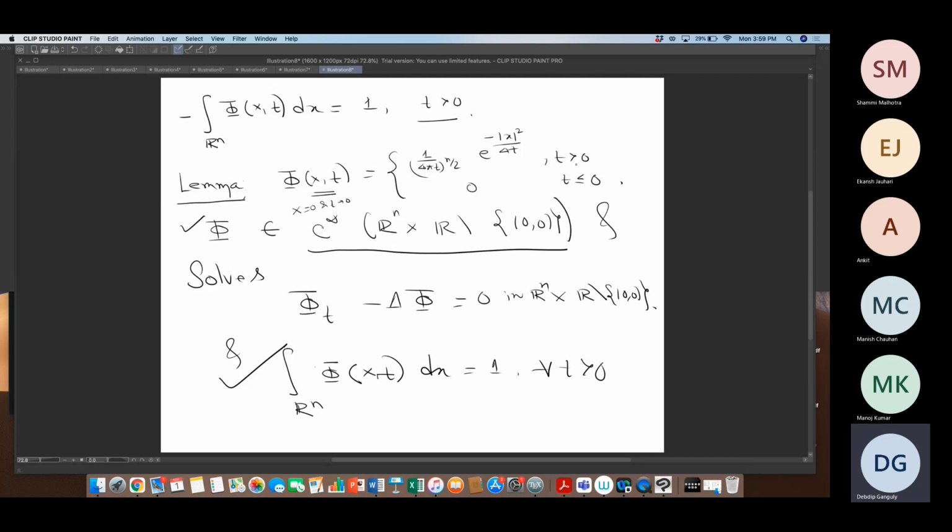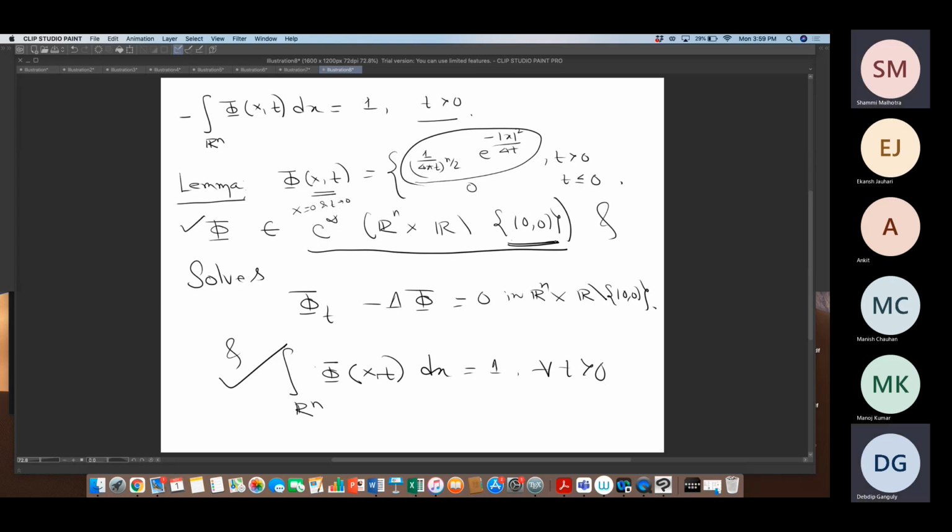So for t positive, there is nothing to prove. This is a very nice smooth function, exponential, e to the power minus mod x squared. Only problem is x equal to 0, t equal to 0. That is why I have taken this domain without 0. Otherwise, if t is less than 0, it's the zero function, there is nothing to prove. It's not C infinity only where the problem is, at x equal to 0 and t equal to 0. Is that okay?